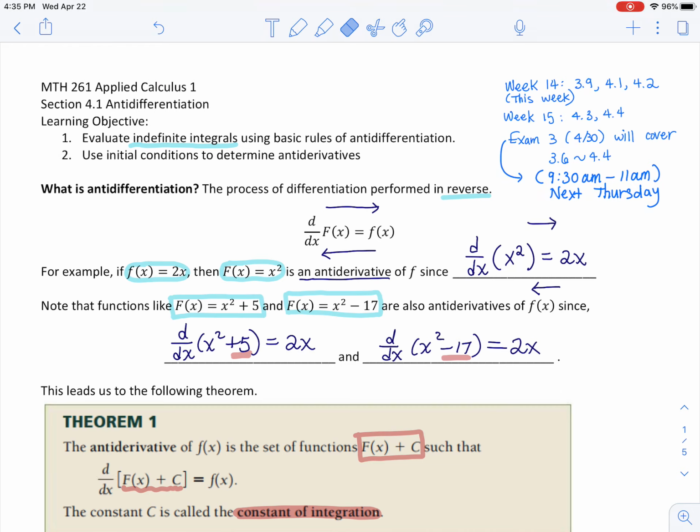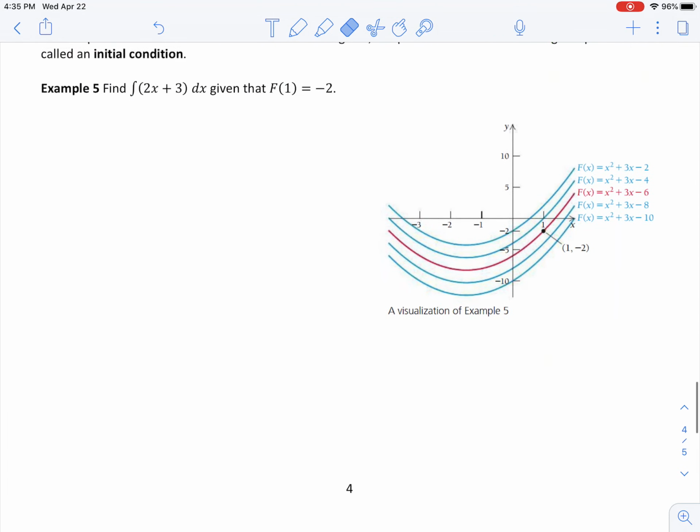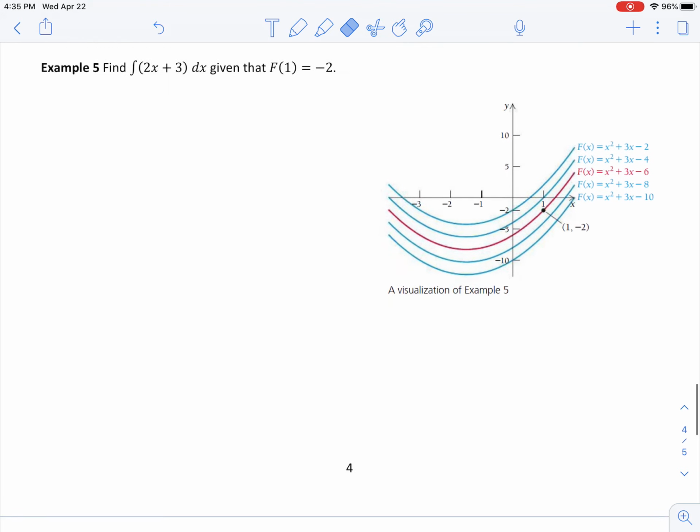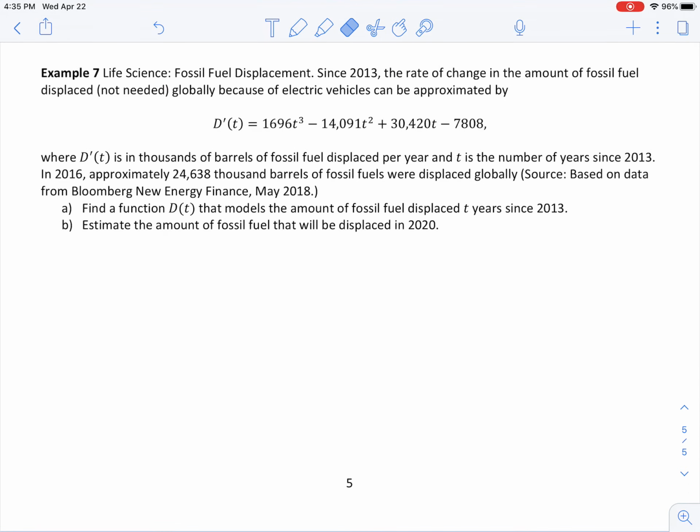So exam 3 will cover everything from 3.6 marginals and differentials to 4.4 only. And I'm going to finish 4.4 next Tuesday. But before I even finish 4.4, I will have practice problems for you to try this Sunday, by this weekend. I'll have something posted for you so that you can start studying for it early, okay?